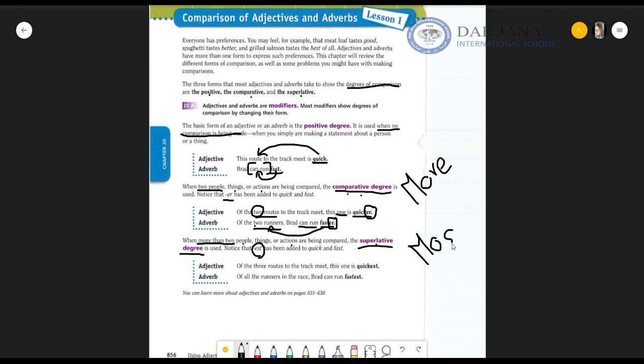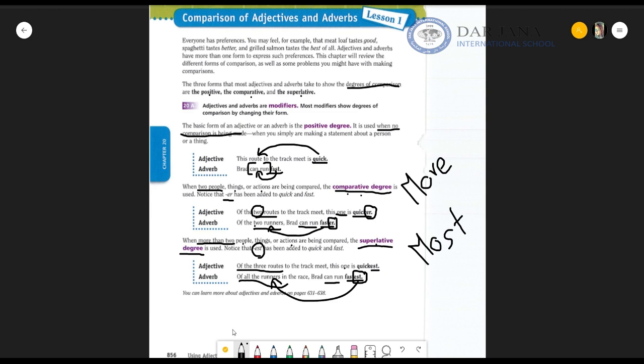So, of the 3 routes to the track meet, this one is quickest. Notice est added to quick in order to tell me that this one is the quickest of all 3 routes. So again, more than 2 things are being compared here. Of all the runners in the race, Brad can run fastest. est is added to fast in order to tell me that the way Brad can run is the fastest way of all in comparison to other ways that runners run.